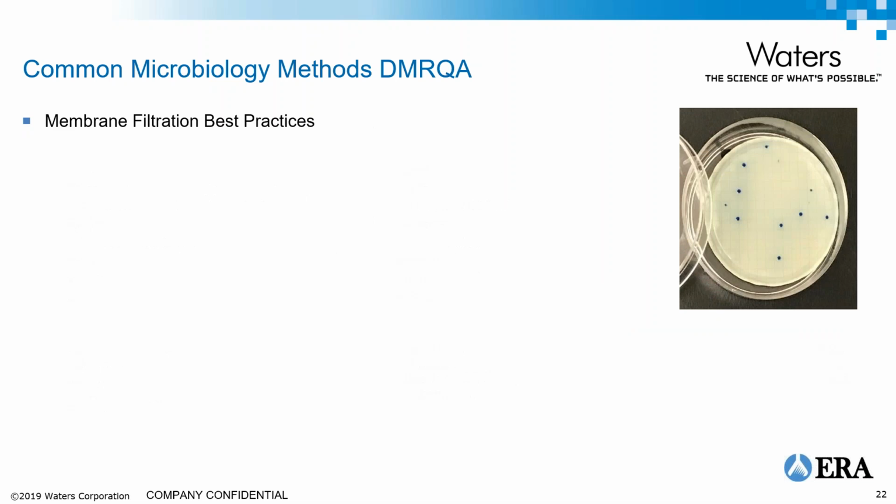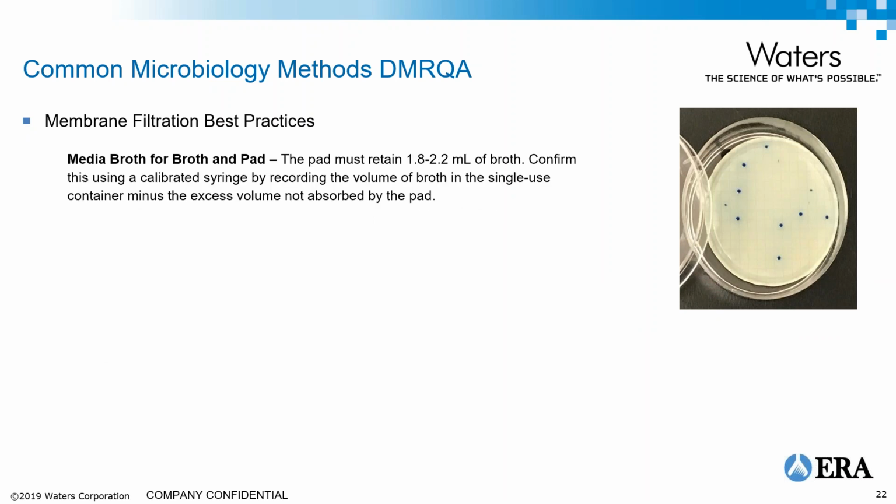All right, let's talk about media broth for broth and pad. Pads should always retain 1.8 to 2.2 mils of broth. If you're getting an ampule that contains the media, you can measure the volume in it with a syringe, put it back into the container, put it on the pad, measure the volume that doesn't absorb by the pad, and calculate the difference between the two. It really should fall within that range. If your pad doesn't, then it's probably not absorbent enough and you may want to consider looking at that.